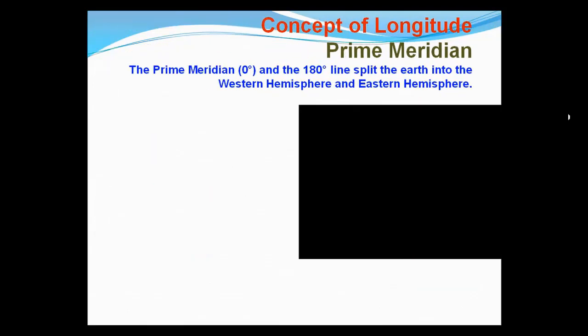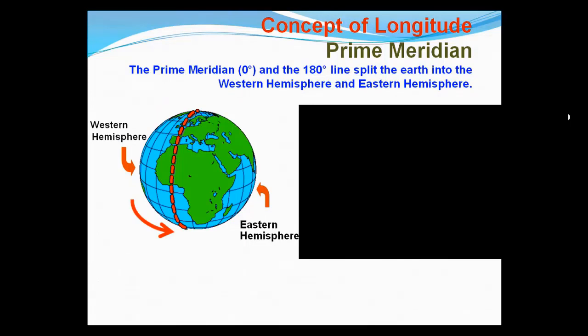Now we'll understand the concept of longitude and prime meridian. The prime meridian 0-degree and 180-degree line splits the earth into western hemisphere and eastern hemisphere. As you can see in the sketch diagram, this dashed red line represents the 0-degree prime meridian, and the eastern part of this prime meridian represents the eastern hemisphere, and the western part of the prime meridian represents the western hemisphere.